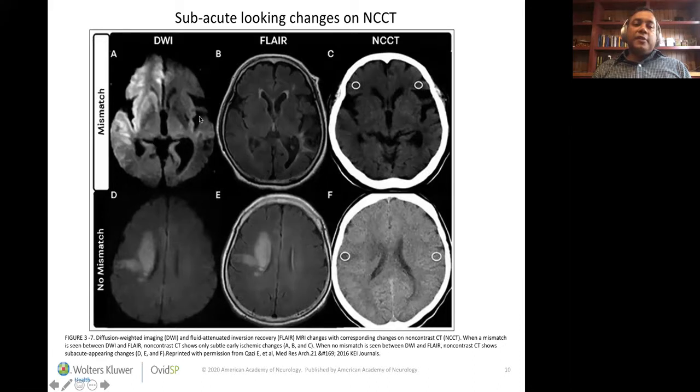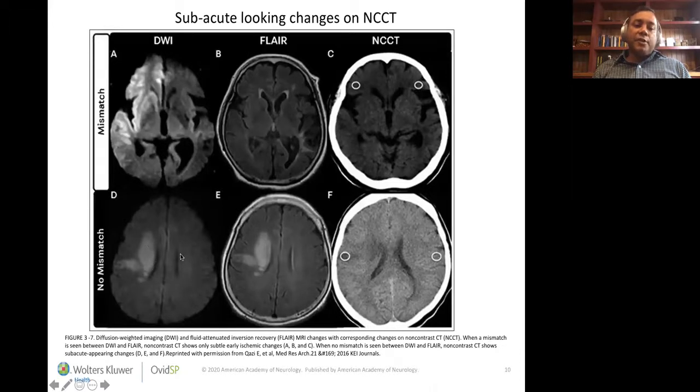This is DWI-FLAIR mismatch. Now, interestingly, if you look at that patient's corresponding non-con CT scan, you will see some early ischemic changes, but the attenuation characteristic when you compare it to the other side will actually be subtle. So you'll see subtle early ischemic changes when you have DWI-FLAIR mismatch. This is in contrast to somebody else with no DWI-FLAIR mismatch.